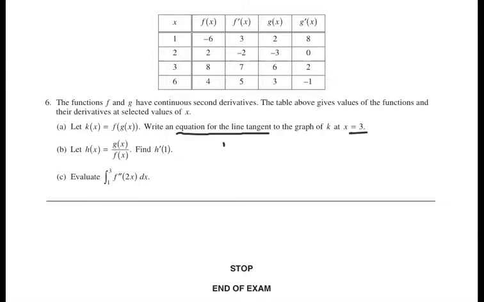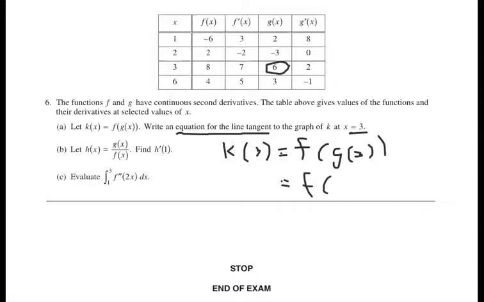I have k of 3, which is equal to f of g of 3. So I got to go up here to this chart, and here's my g. Here's 3, gives me a value of 6. So that means I have to find f of 6. So I go up to my chart, f of x, 6, gives me a value of 4. So k of 3 equals 4. So the point is 3, 4.